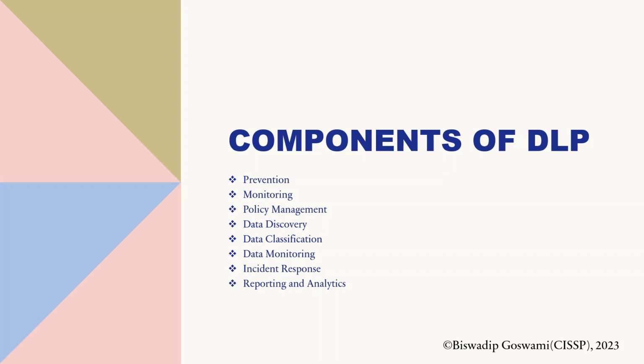Data monitoring: this component involves monitoring data usage and access to identify potential data breaches. This can include monitoring email, file transfers, network traffic, and other communication channels to identify when sensitive data is being accessed or transmitted. Incident response: this component involves responding to data breaches and incidents in a timely manner. This can include blocking data transmission, alerting security teams, and taking other actions to prevent data loss.